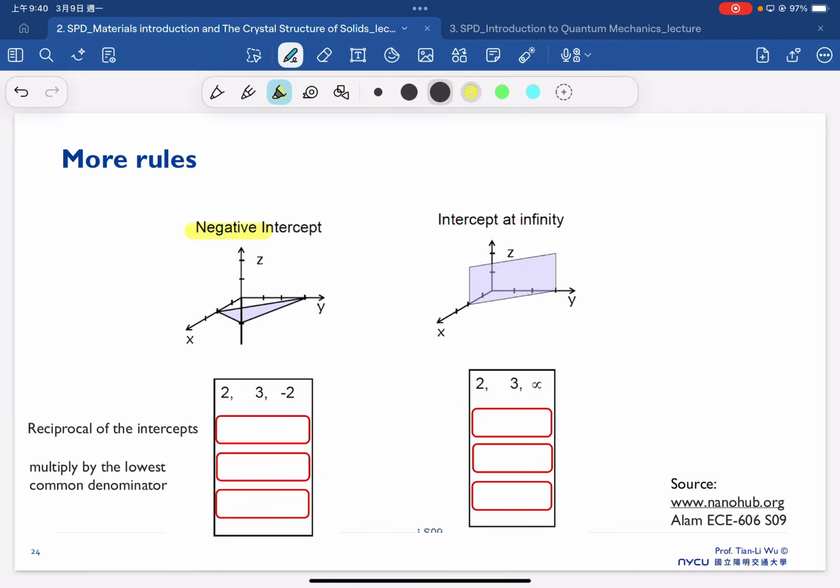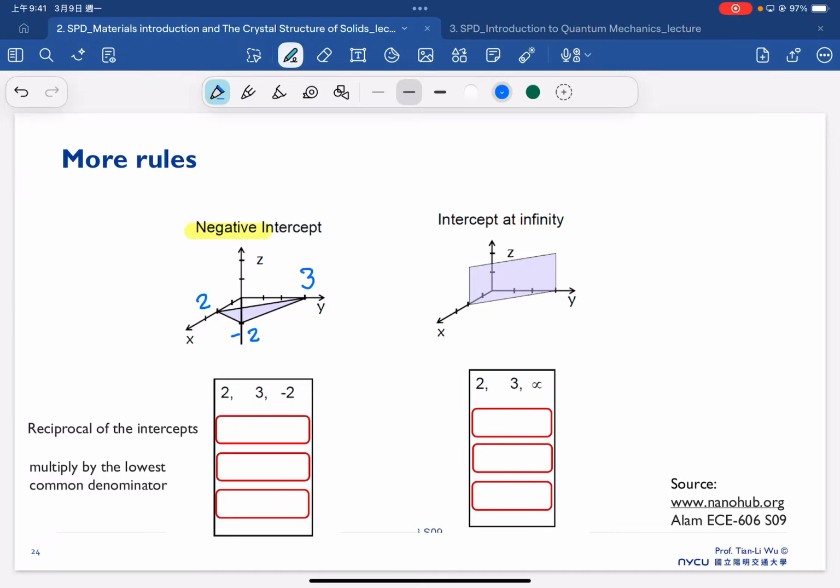So for example, in this case, as you can see here, on the x-axis we have an intercept of 2. On the y-axis we have an intercept of 3. And along the z-axis, we have an intercept of -2. So let's do it one by one to see how we can get the Miller index.